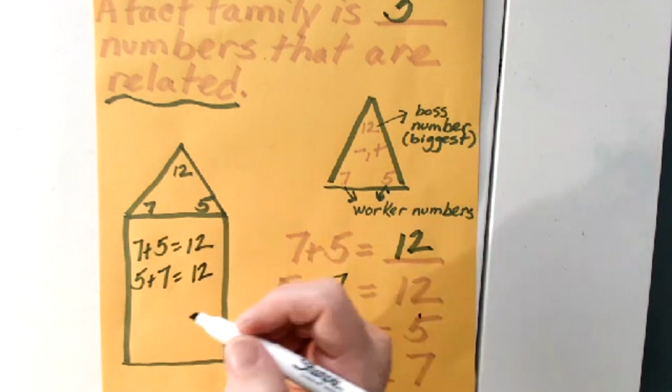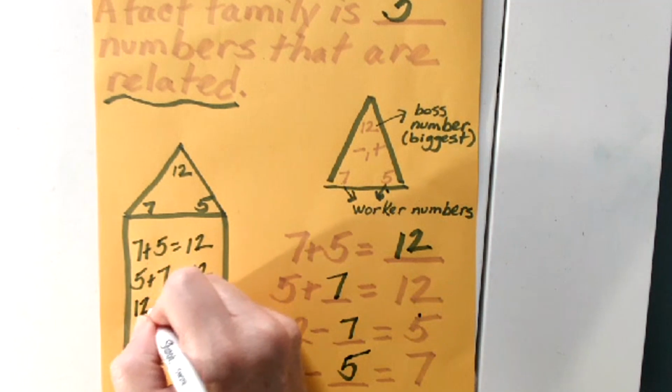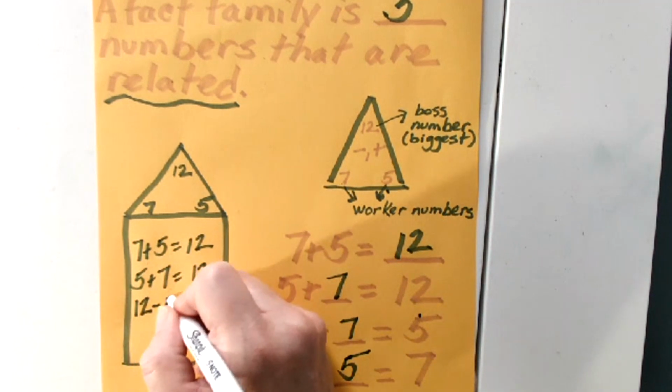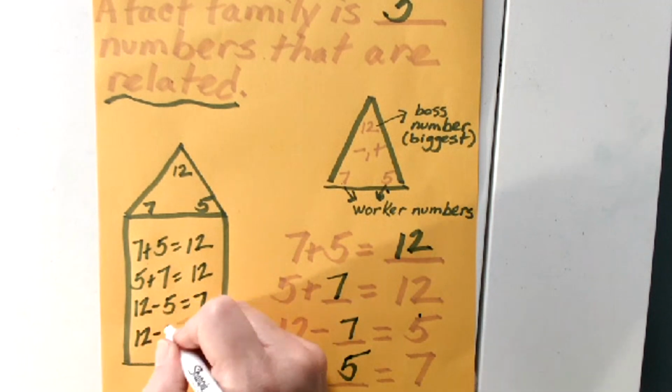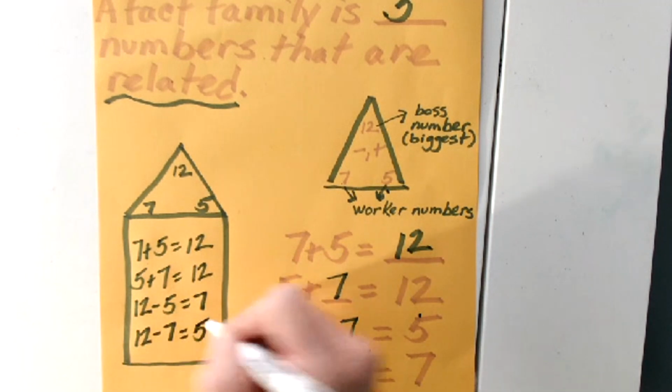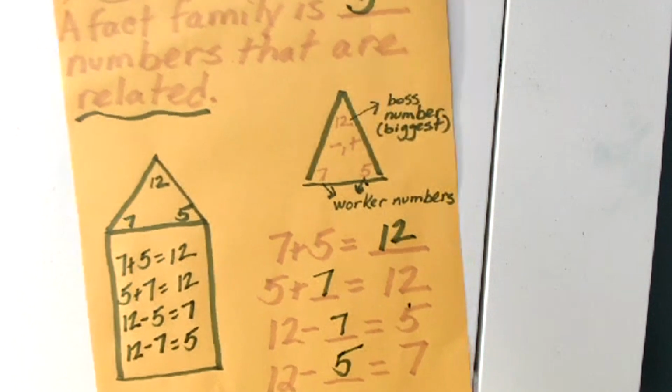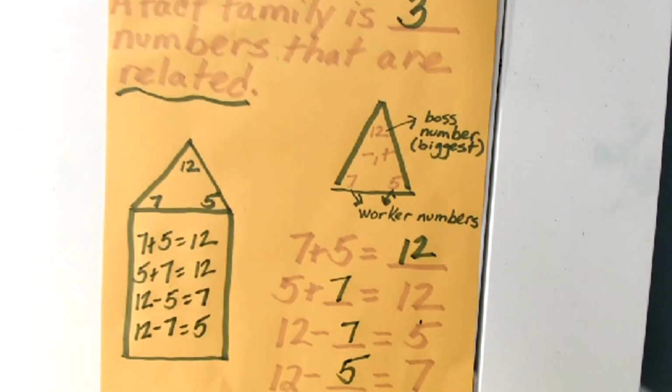Now if I'm going to do a subtraction problem, I have to start with the big one. 12 minus 5 equals 7. Then 12 minus 7 equals 5. And those are your fact families, friends.